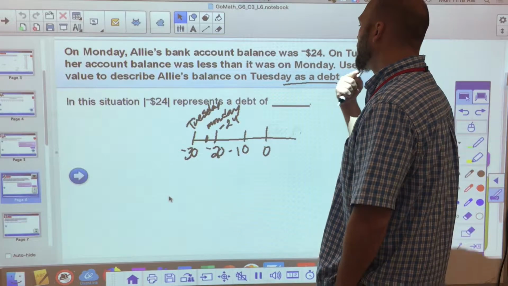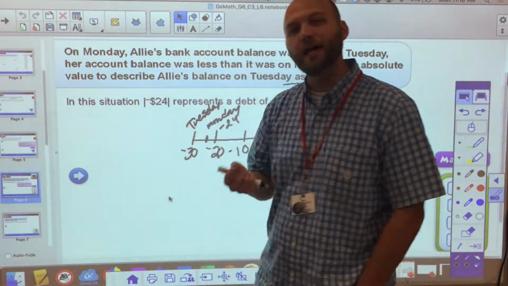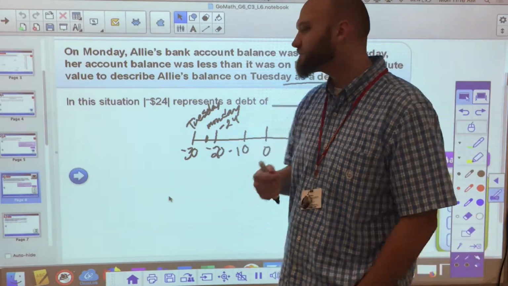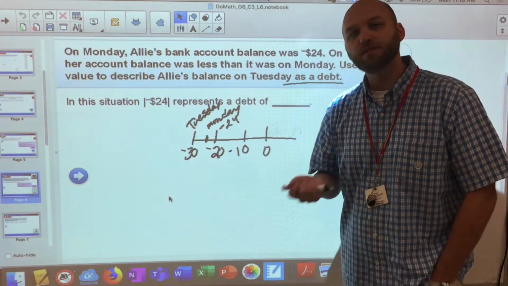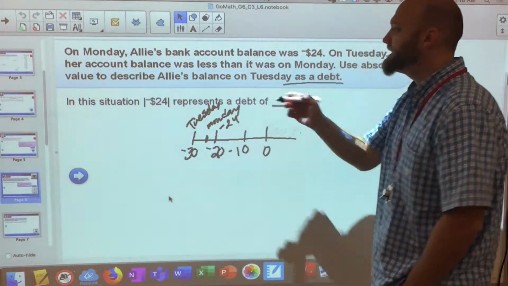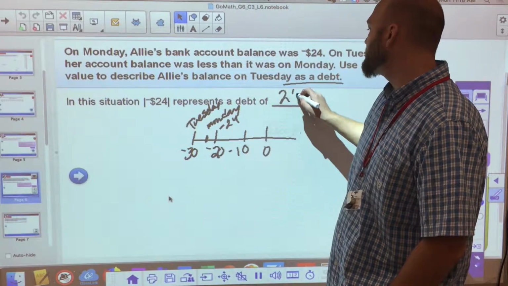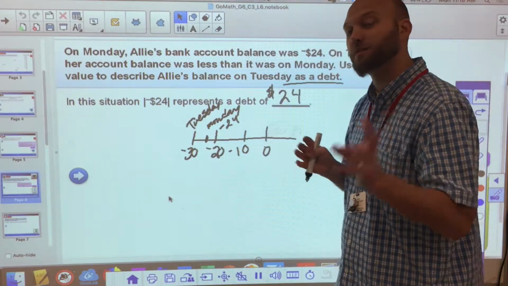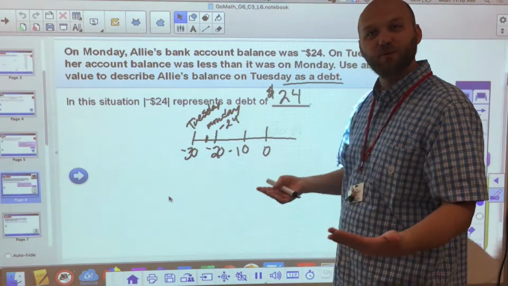So when we're referring to debt or something like that in a bank account, they never actually subtract. They always add a negative. So we're talking about it as a debt or a bill. We can still use the positive sense of the word because we're talking about absolute value. So in this situation, negative 24 represents a debt of $24. Now it's the absolute value, it's the distance to 0. So we're $24 away from 0.